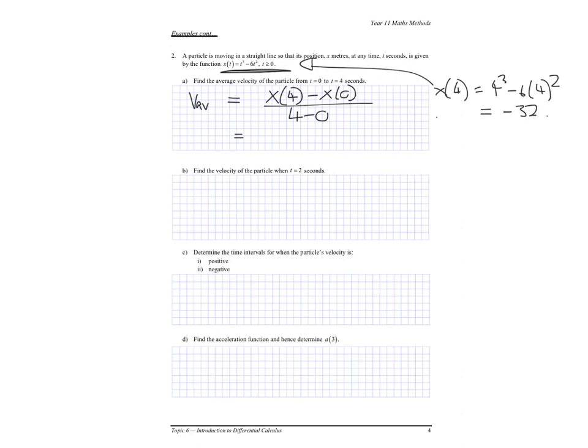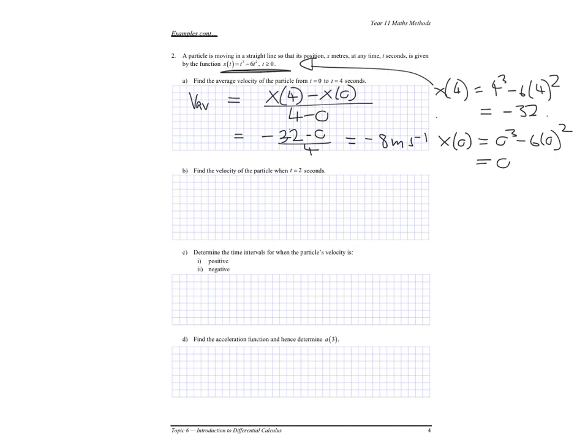And so then you just do also x of 0. So x of 0 is just going to equal 0 cubed take 6 by 0 squared, which is just equal to 0. So you're going to get negative 32 take 0 on 4, which is negative 8 meters per second to the negative 1. I have not done any differentiating there. I'm simply using the formula for average velocity. Okay? Changing position over changing time.